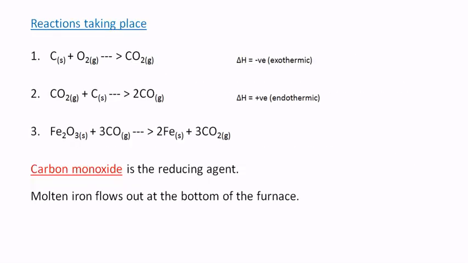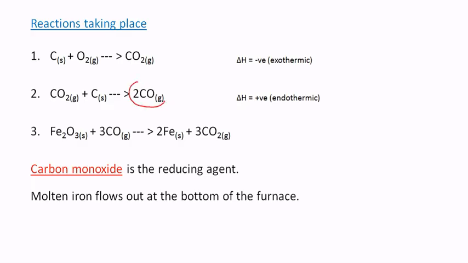Now, what you need to be familiar with is the reactions taking place. So the first thing, the coke, which we said was carbon, reacts with oxygen to produce carbon dioxide. So C plus O2 produces CO2, and this reaction is exothermic. The second reaction taking place is that the carbon dioxide reacts with more carbon to produce carbon monoxide. This is an important equation here, but this reaction is endothermic.